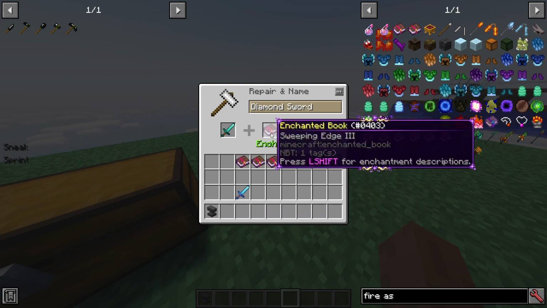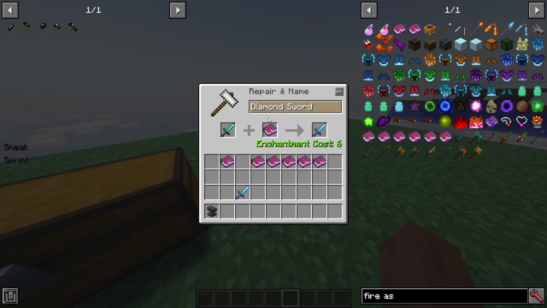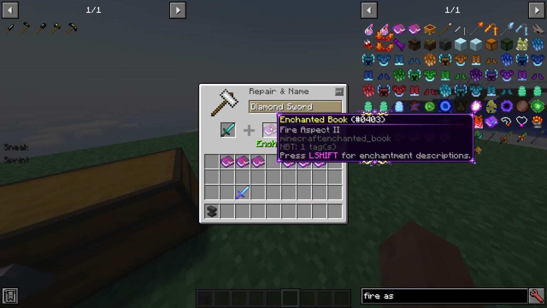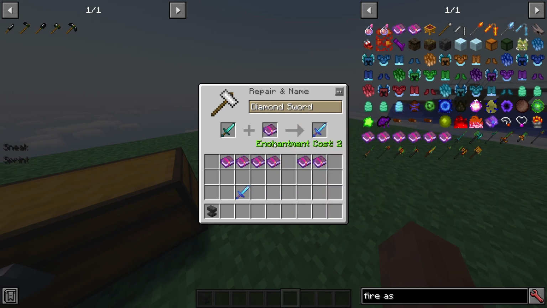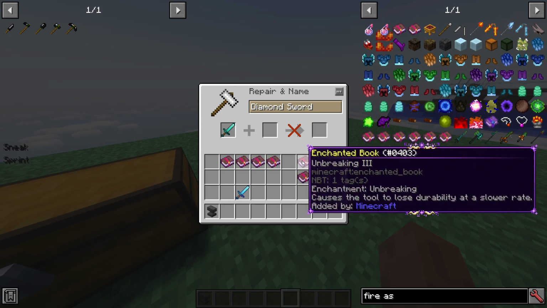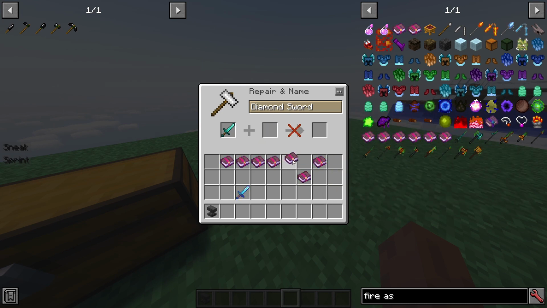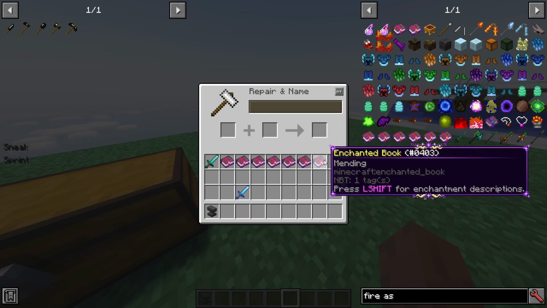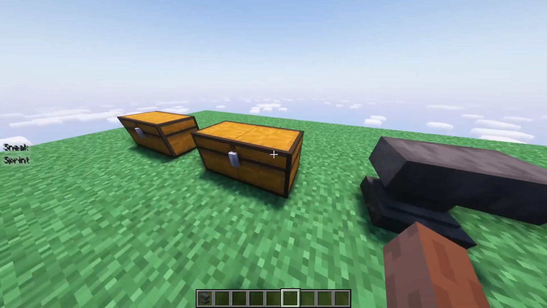I'm going to show you. So, Sweeping Edge 6, Looting 6, Sharpness 5. I sorted from highest to lowest. 4. Wait, Knockback is 2. Interesting, I didn't know. 3, 2, 2. Alright, now we have them from highest to lowest.